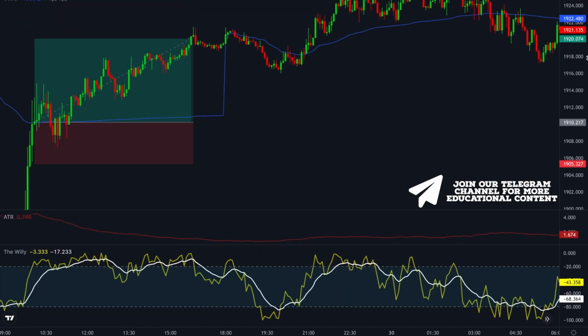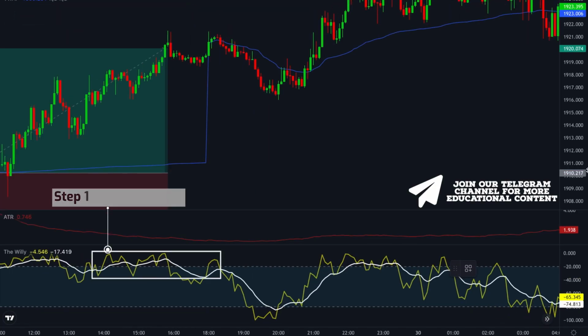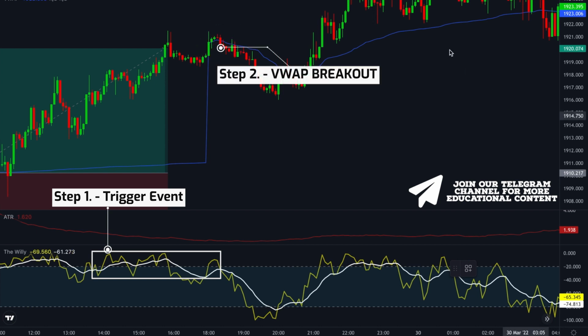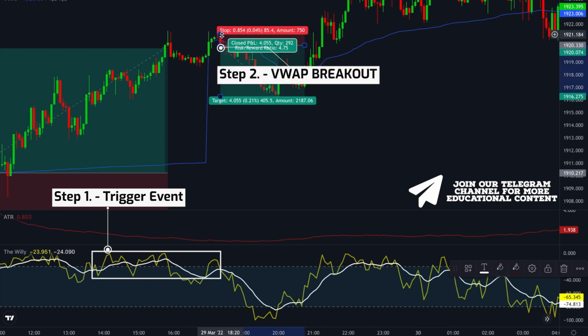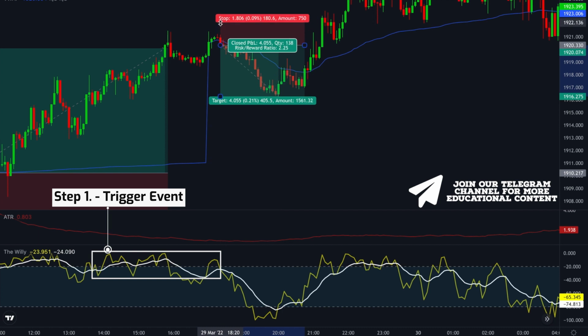So let's consider a few more examples. As you can see right here, our trigger event is confirmed, and now we need to wait for a confirmation event, meaning the breakout below the VWAP. And here it is. So we enter the trade right in this breakout candle, stop loss above the entry candle, plus ATR value of 0.8, and boom, another 2-for-1 risk-to-reward trade.